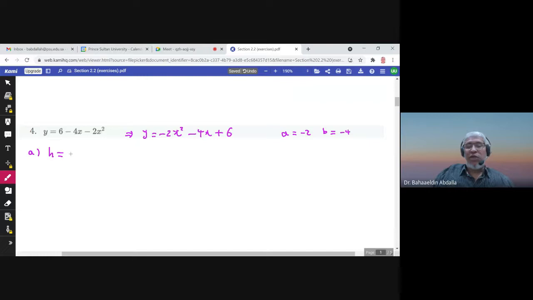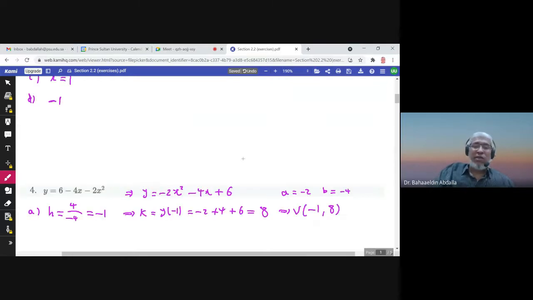So h is -b, it is 4 over 2 times a. 2 times -2 is -4, so h is -1. Then k would be y of -1. I replace x by -1. So it's -2 times -1 square, which is 1, minus 4 times -1 is +4, and I have +6. So 10 minus 2 is 8. So the vertex has coordinates -1 and 8.